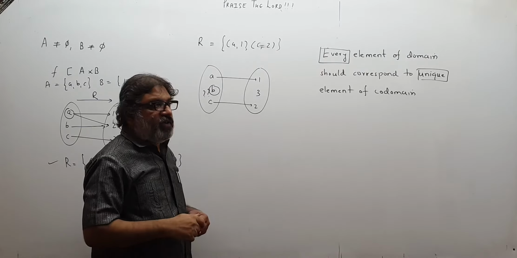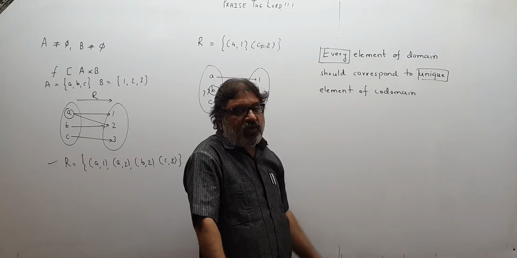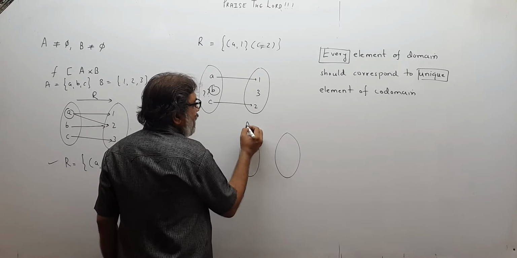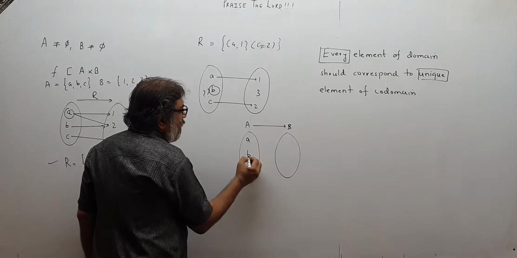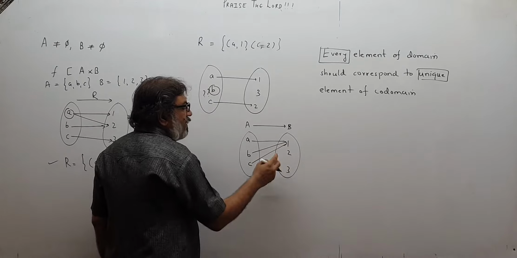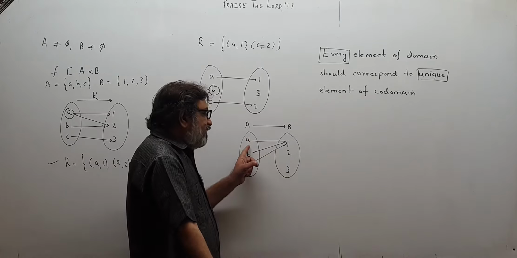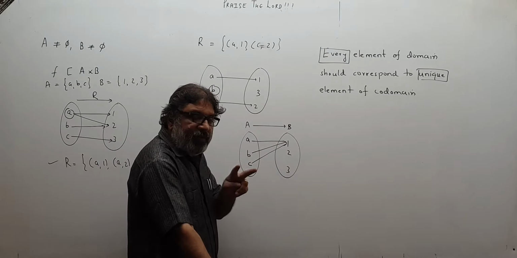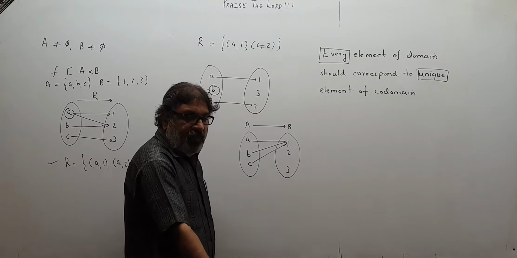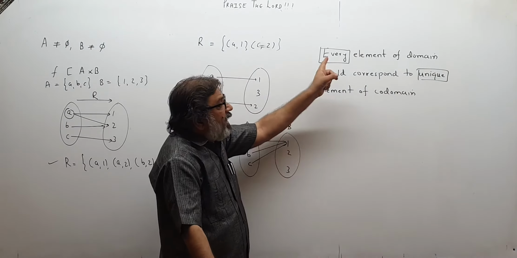So for a relation to become a function, every element of the domain, the left side set, should correspond to a unique element of the codomain. Now if I have something like this, supposing this is set A and this is set B, here there is A, B, C and here there is 1, 2, 3. A, B, C all are corresponding to 1. This is a function because every element is corresponding to one element only. See, A is corresponding to only one element. Is A corresponding to two elements? No. Is B corresponding to two elements? No. Is C corresponding to more than one element? No. So the first thing is satisfied, it should correspond to a unique element.